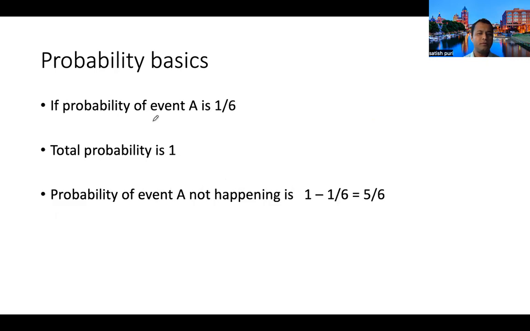Okay, a few more. If the probability of an event A is 1 by 6, and we assume that the total probability is 1, so there are many events but when you combine them it's 1, then what is the probability of event A not happening? It is 1 minus 1 by 6, so 5 by 6. So it happens with 1 by 6, and does not happen with 1 minus 1 by 6.